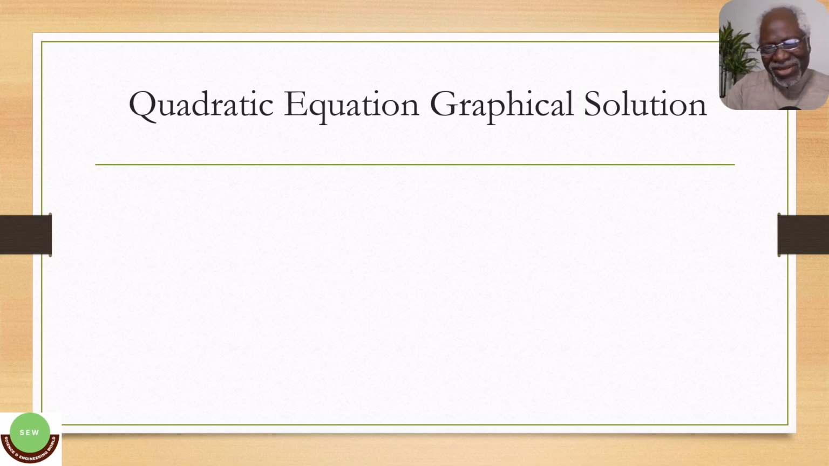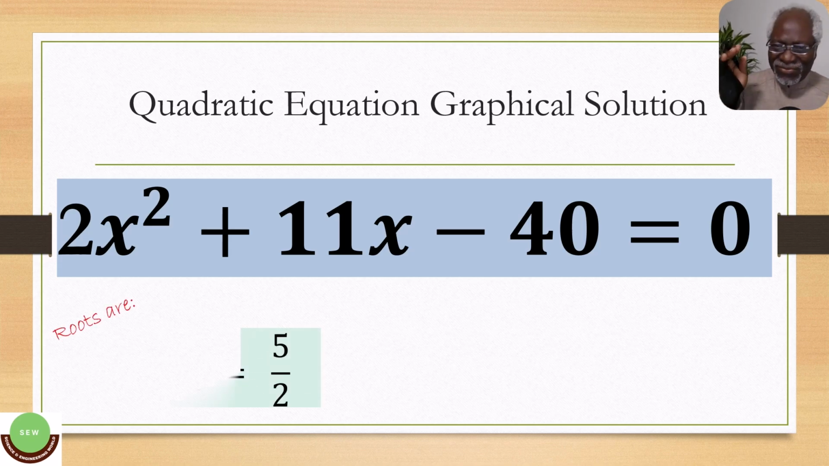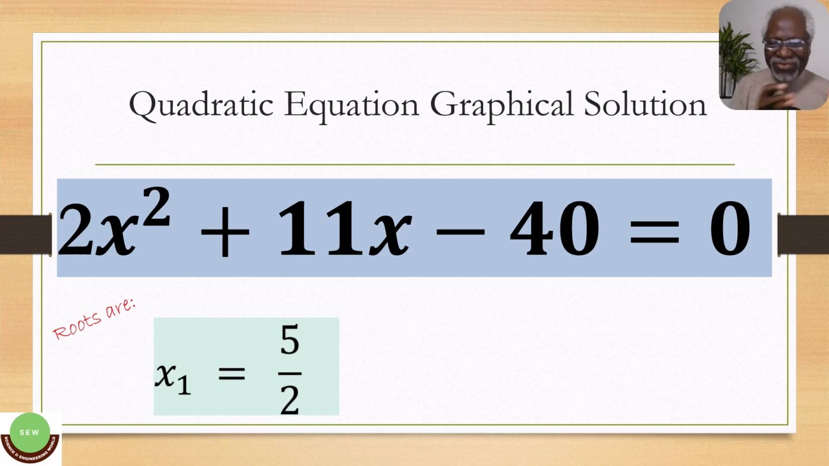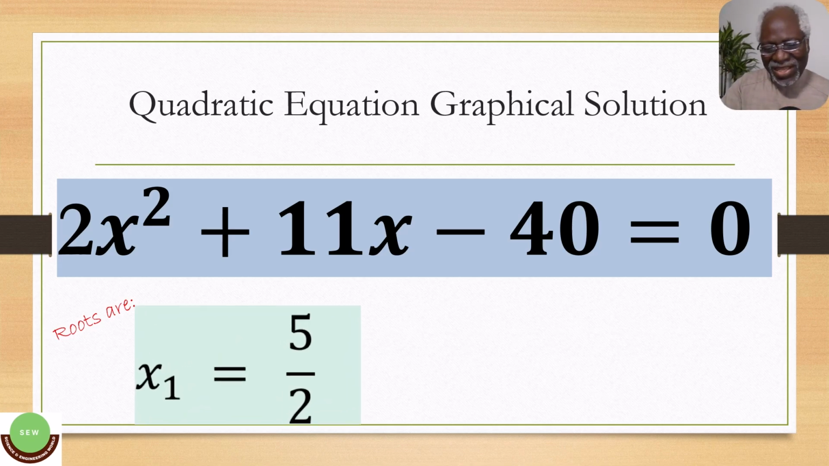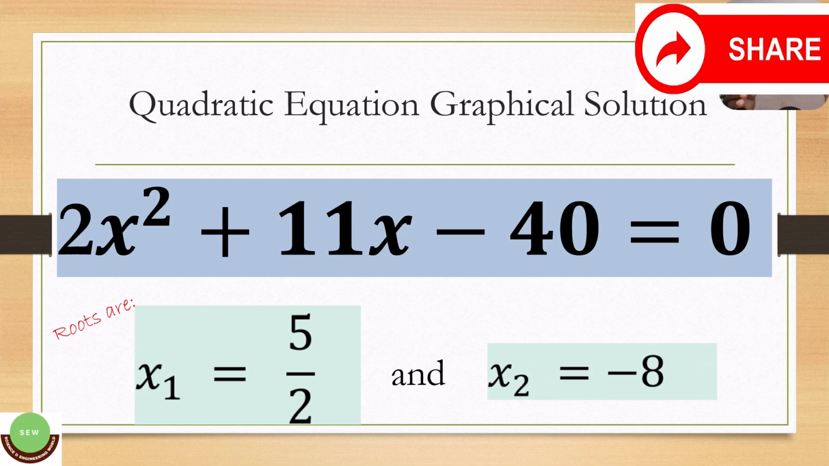Again, we have seen that the roots of the equation are the same as what we obtained when we were doing the completing the square and factorization methods. So we have a root of x equals 5/2, which is 2.5, as we've seen on the graph, and x equals -8. And like we have said, these roots are where the curve cuts the x-axis when y equals 0.